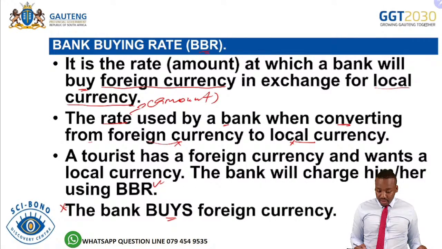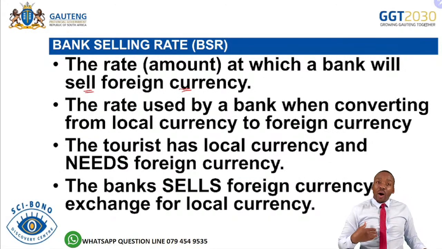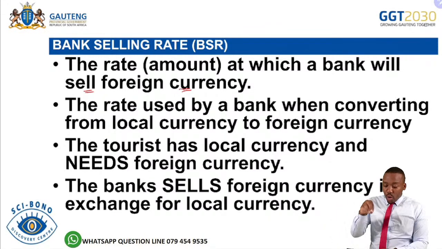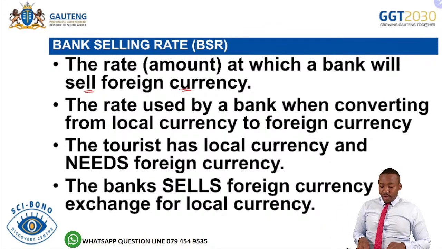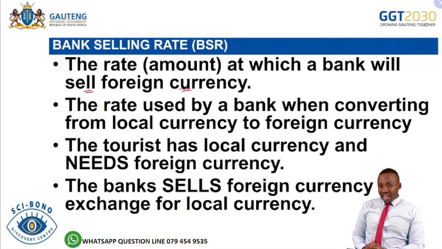Let me go back. Bank buying rate, the bank buys what? Foreign currency, because you need what? Local currency. Bank selling rate, the bank now is doing what? It is selling what? Foreign currency. You are a South African and then you want to visit New York. You have your local currency, and then what is it that you need? You need what? The United States dollar.